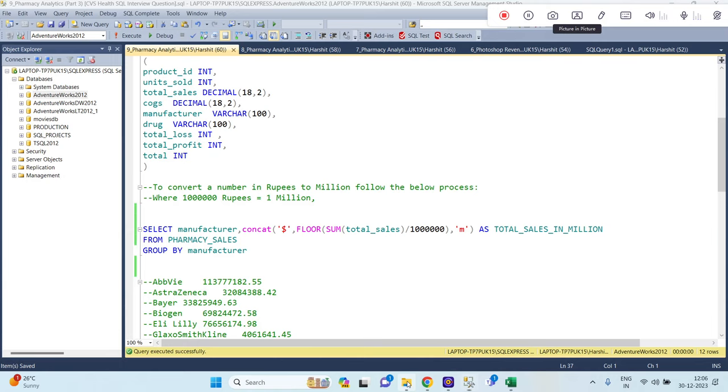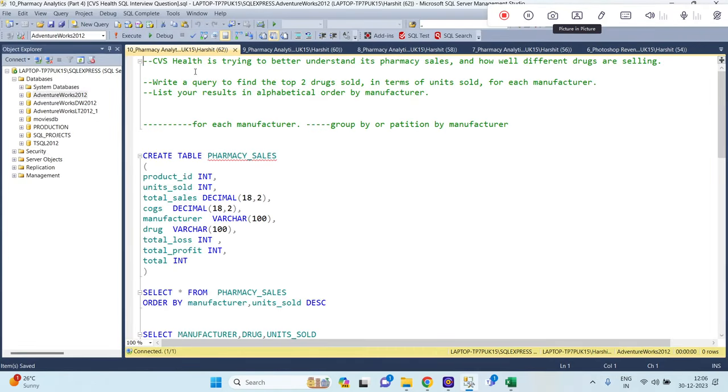Now final query for today. So we will take 5 queries per session. CVS Health is trying to better understand its pharmacy sales and how well different drugs are selling. Write a query to find the top three drugs sold in terms of units sold for each manufacturer. So now again for each manufacturer, top two drugs sold in terms of units sold.